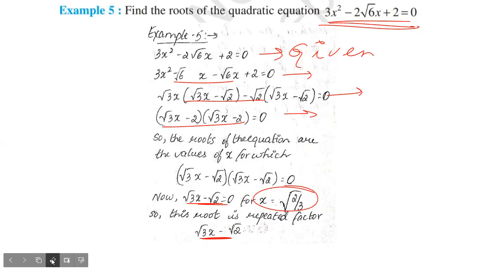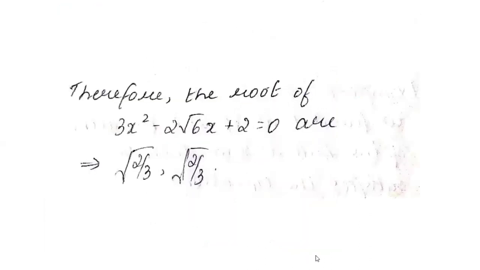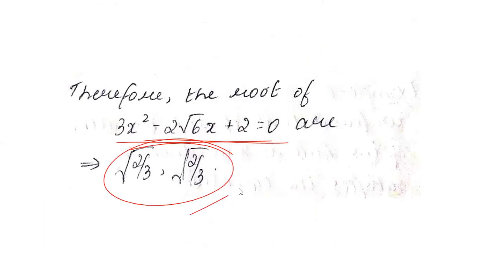So the factors are repeated in this case, so the roots will be the same. For this also, the root is the same, which is equal to 2 by 3. Therefore, the roots of this equation are, you have to write it twice. Even though factors are repeated, you have to write it twice because we know a quadratic equation has two roots.